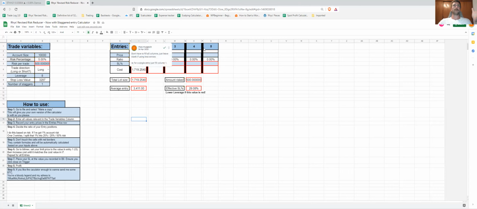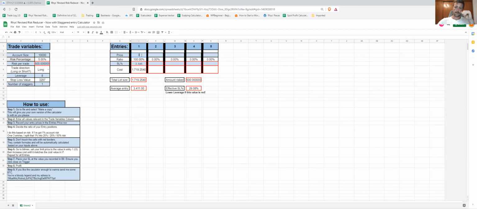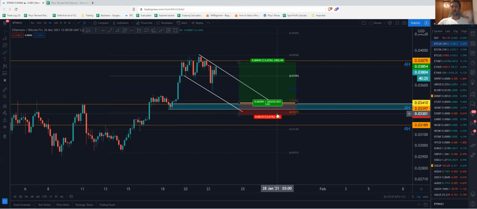So now we come to the entries. And so the first thing we want to know is what's our entry price. So we're entering off this demand zone, this level. So we'll go with 3410. Now the ratio, I'll explain that when I do the staggered entries because that's what it's for. But if you're just doing one entry, you want that on 100%. You want 100% of your risk on this position. Stop loss, that's automatically calculated. So that just uses those two numbers to calculate what your stop loss is. So if we come here and compare it to TradingView, 3.61, beautiful.